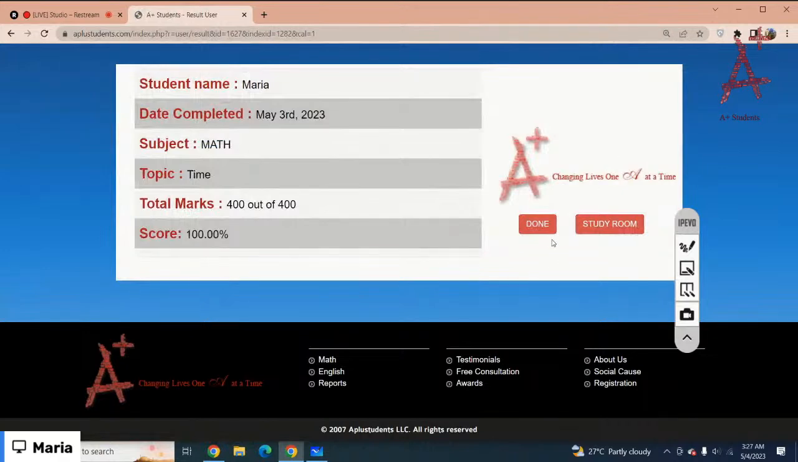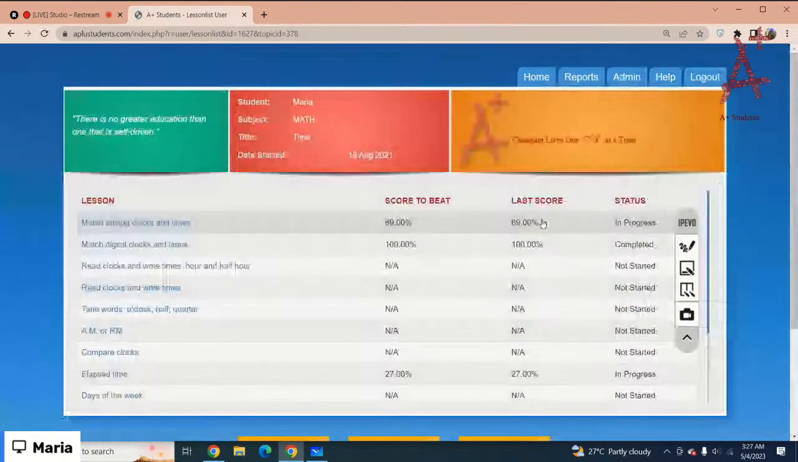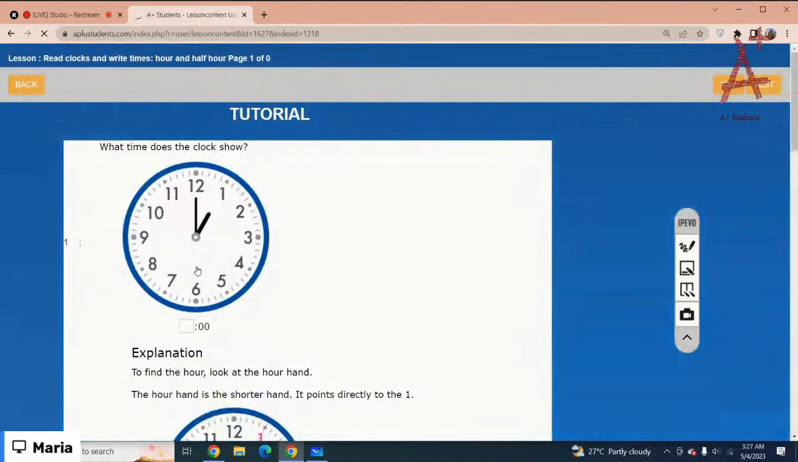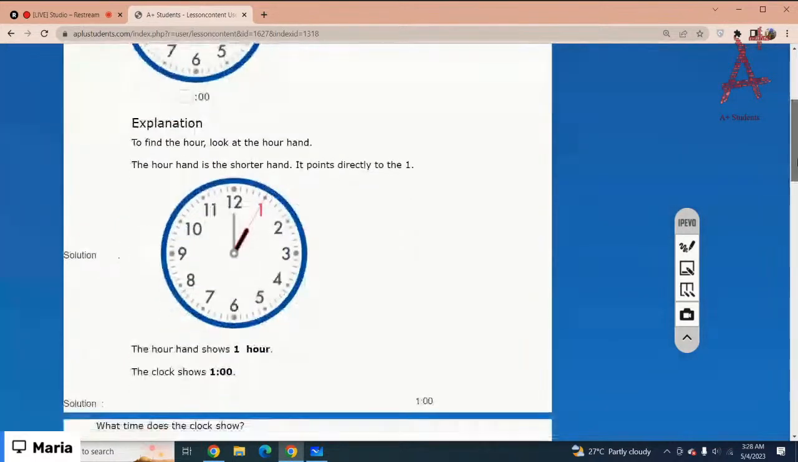The next lesson is read clocks and write time, hours and half hours. What time does the clock show? You have to read the time from the clock. So let's see how we read the time. First look at the hour hand. The shorter hand is the hour hand. Got it? The shorter hand points to 1. That means it is 1 hour.